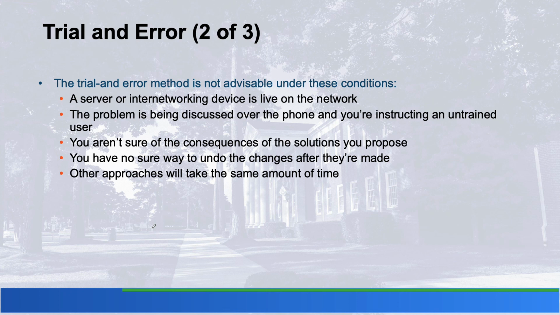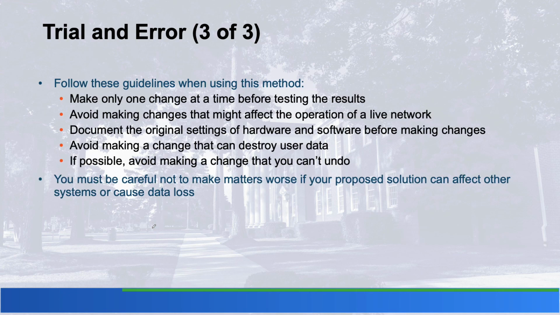So if one of the other approaches will take the same amount of time, the typical advantage of trial and error is the speed in which you get things fixed. But if the other methods take the same amount of time, then you'll probably want to use one of the other methods. Trial and error can really impact the network and impact your data.